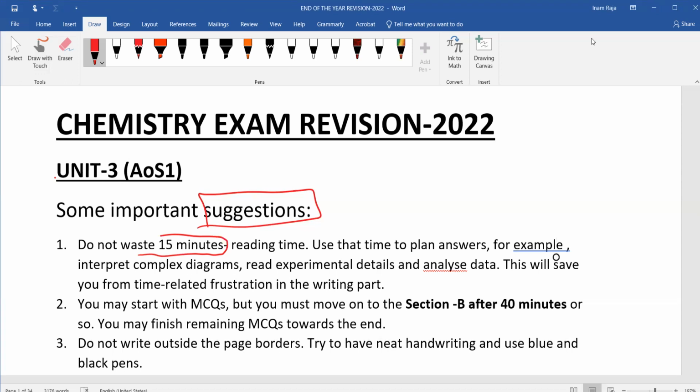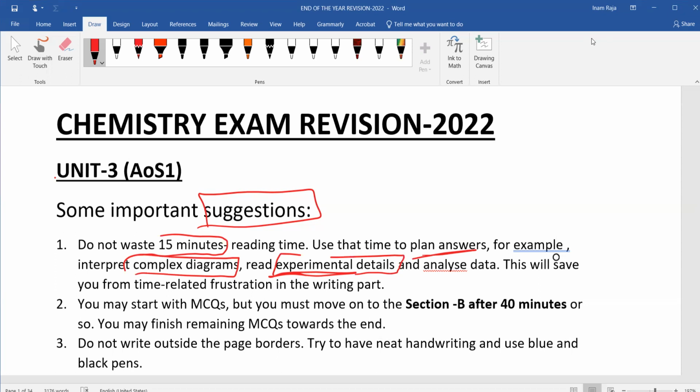Use this time to plan the answers, especially because in your exam there are sometimes very difficult, complicated diagrams. Sometimes you see very difficult, hard to understand diagrams from galvanic cell, electrolytic cell. So use this 15 minutes to try to understand those complex diagrams. And every year we have one question which is experimental, where they give you all the data and you have to read half a page or maybe 1 page, read the tables. Go to that experimental detail during this time, read the experiment, try to find out and analyze the data. So this is a very important time, 15 minutes.